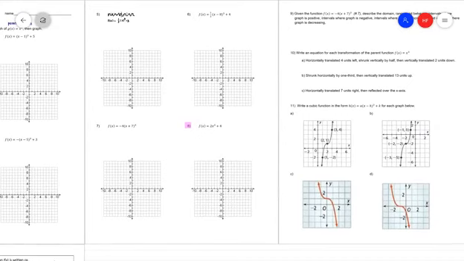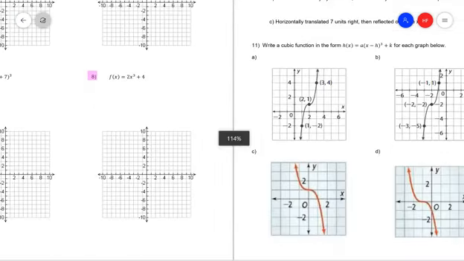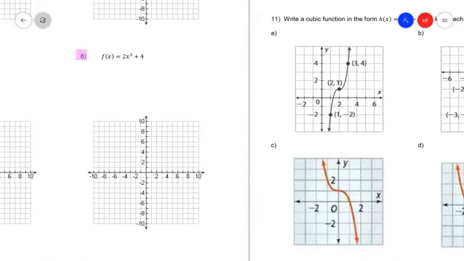On number 5, you see that I moved the 1/3 from the inside of the parentheses to the outside. So just make sure that you do that on yours as well. Then on number 8, we have 2 times x cubed plus 4.